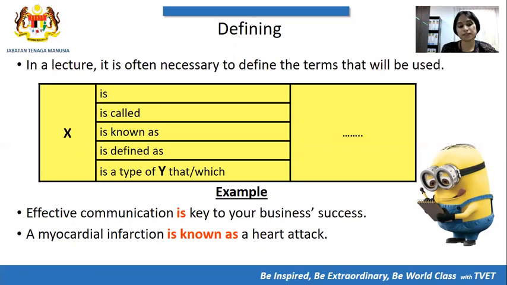Okay, for example, here I've given a few sentences. The first one: effective communication is key to your business success. Another example here is: a myocardial infarction is known as a heart attack. Normally doctors know what a myocardial infarction is, but a normal person like us might be confused. So you have to define the term by using defining signal phrases like, it's known as a heart attack.